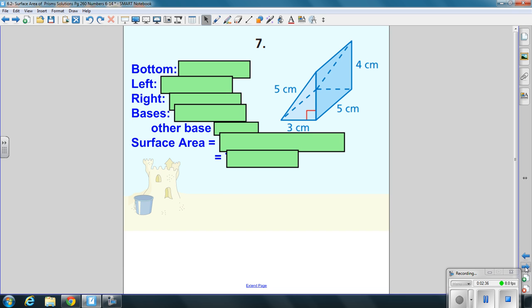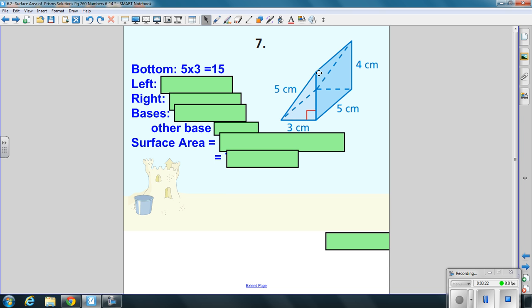Here's number 7. This is a triangular prism because the bases are triangular. Base 1 is here and base 2, or triangle 2, is over here. So again, notice how I identify all the parts of the shape. The bottom, the left and right triangles, the left side, which would be this big rectangle back here. The right side, which would be the rectangle that you can see more clearly. And the bases would be the triangles. So let's get started. The bottom has a measure of 5 by 3. Here's the 5 and here's the 3 to give us 15.